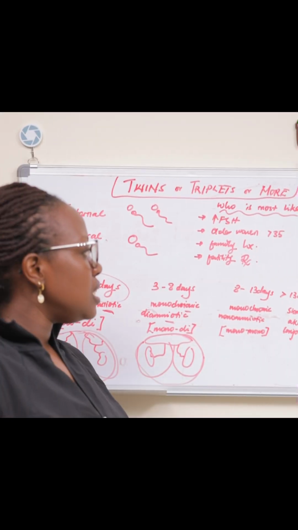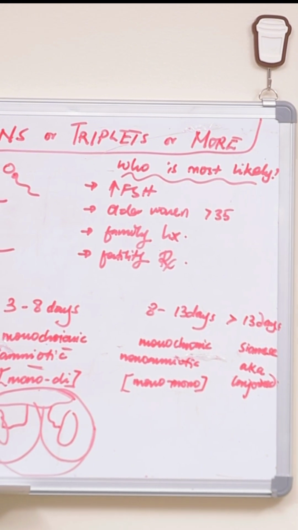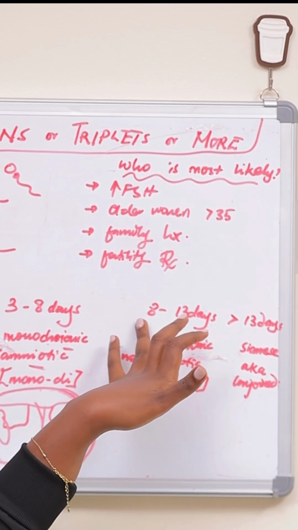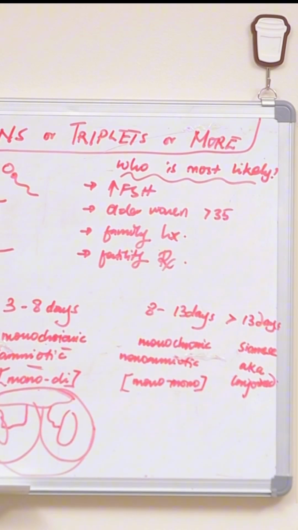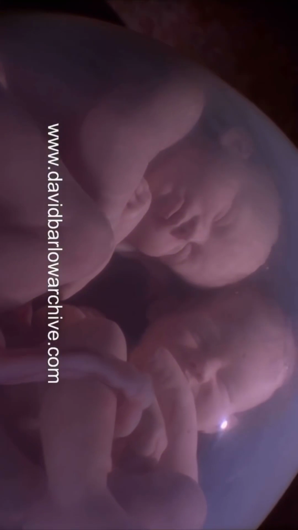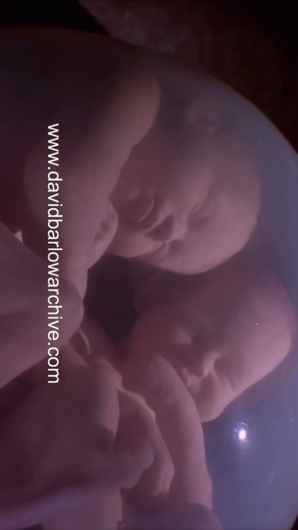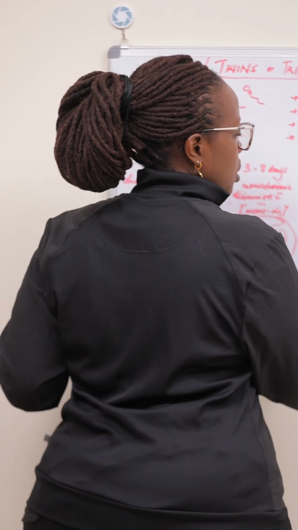The next set of twins is if you split between day 8 and day 13, so the week has elapsed to the 14 days. So between 8 and 13 days, you're going to have what we call mono twins. These ones share the house, they share the kitchen, they share the room, they share the bed, everything. So they're extremely bonded.